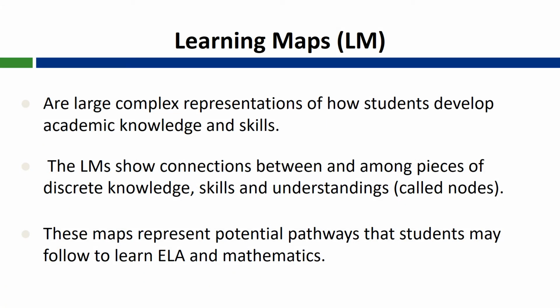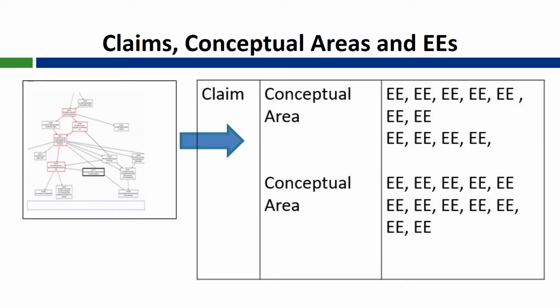Learning maps are large, complex representations of how students develop academic knowledge and skills. Learning maps show connections between and among pieces of discrete knowledge, skills, and understandings called nodes. These maps represent potential pathways that students may follow to learn ELA and mathematics. The content within the learning maps is so vast that it needs to be broken down into manageable chunks.